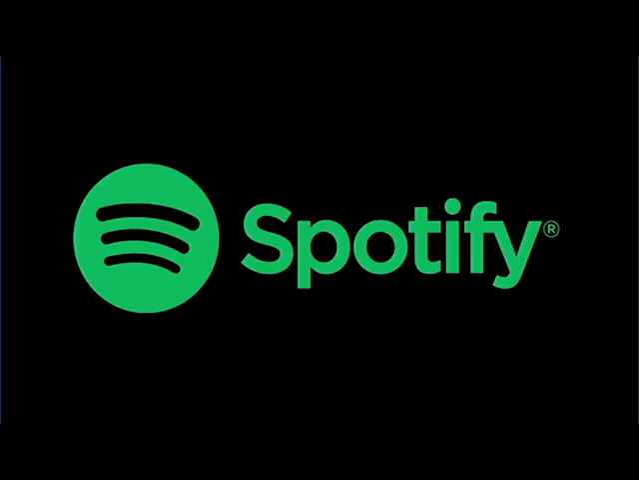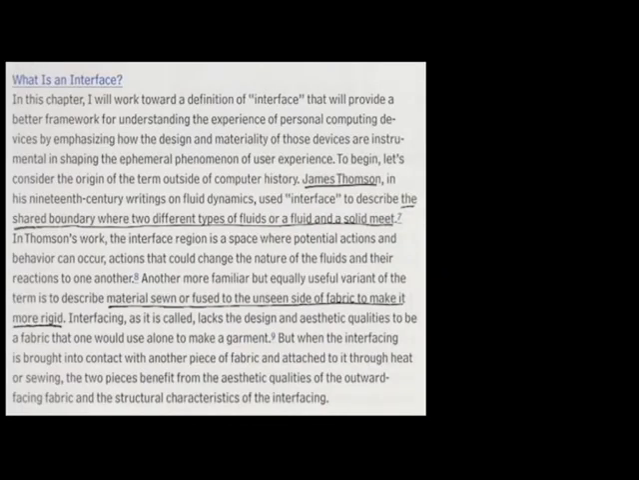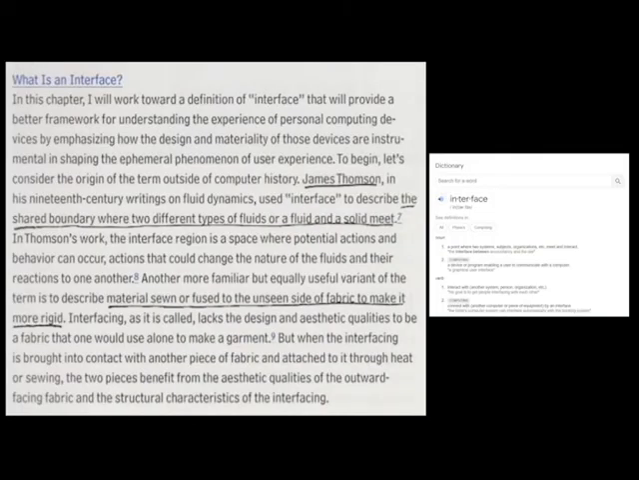Today we'll be talking about Spotify and music player interfaces. So here's a definition of interface: the point where two systems, subjects, organizations, etc. meet and interact. For the context of music player interfaces, let's briefly talk about the evolution of the music player.